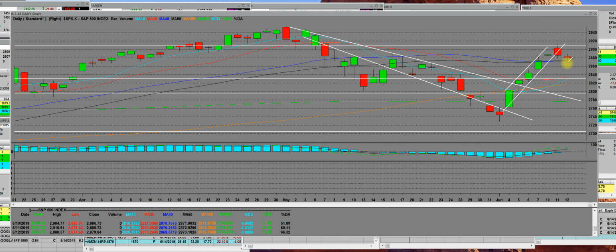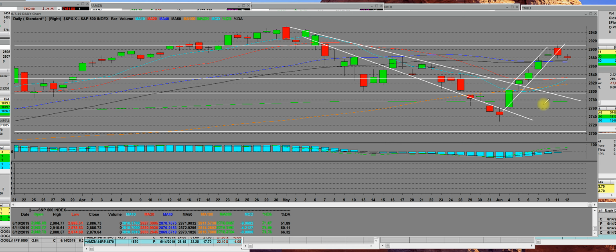That 50-day simple moving average is at 2873.18. The 200-day simple moving average is 2775, way back over here where we undercut it now. We got the 10-day moving average on that blue line right here, light blue right there. That's at 28.3.